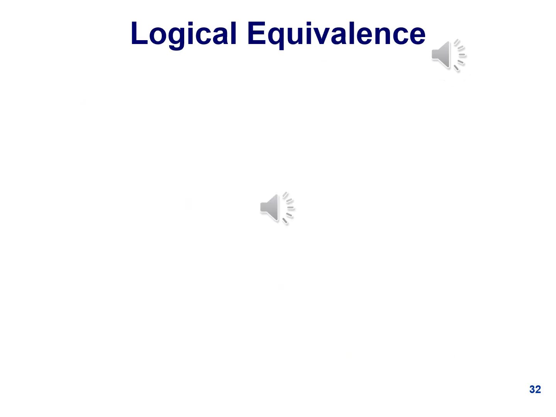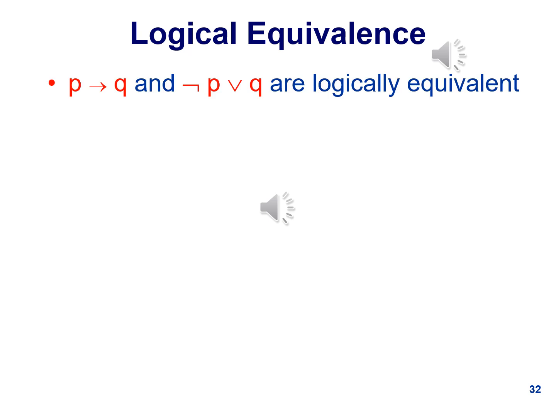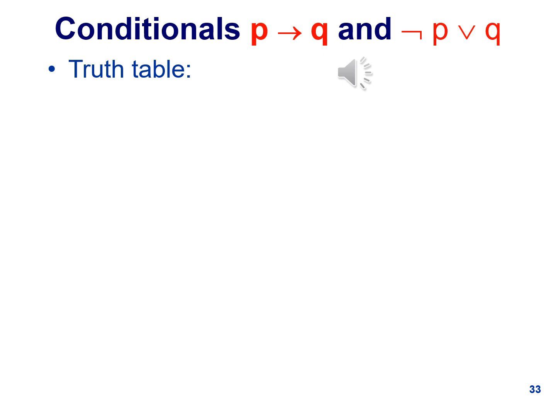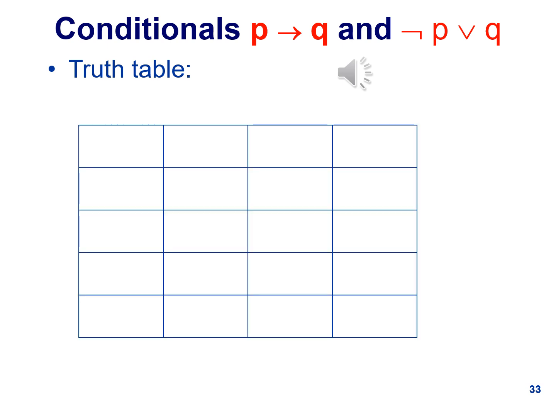Logical equivalence. The conditionals if P, then Q, and not P or Q are logically equivalent. Truth tables are the simplest way to prove such facts. A comparison between the logically equivalent conditionals if P, then Q, and not P or Q is given in the following truth table.